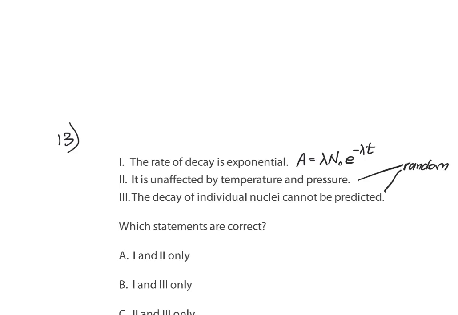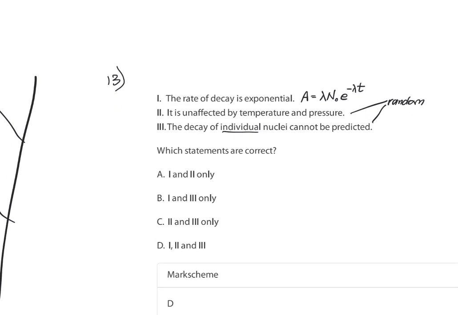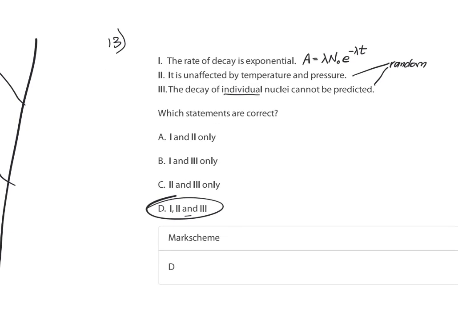In radioactivity through individual nuclei, the decay cannot be predicted because it's random and it's unaffected by temperature and pressure. But for multiple nuclei, we can get a sense of the rate based on the decay constant. By looking at any one nucleus, we can't know for sure when it's going to decay. So all 3 statements are correct. D.